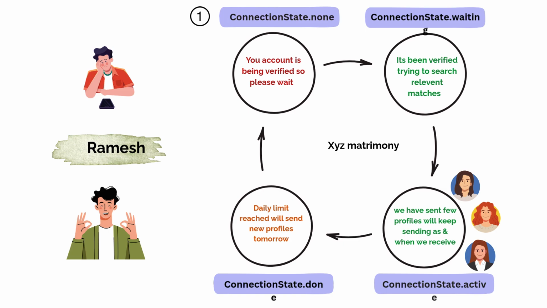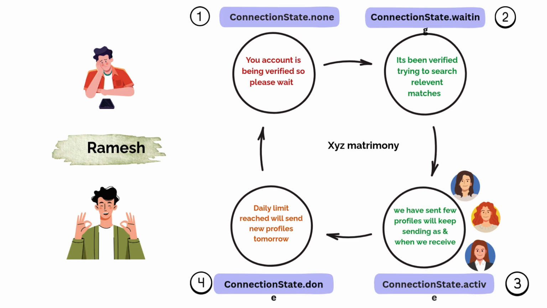So first, none. Ramesh's account is being verified. Still no profile. That is, no stream of data yet. Second state is waiting. The account has been verified, but we are finding relevant matches for Ramesh. That is, the stream is being prepared now. Third step is active. That is, some matching profiles are found and they are sent to Ramesh. That is, stream data is ready and it is being sent.